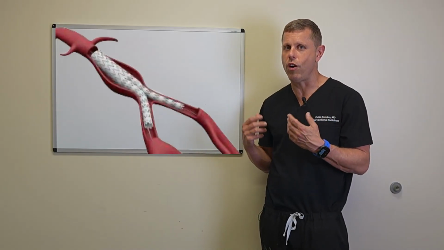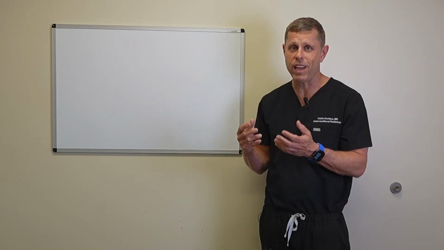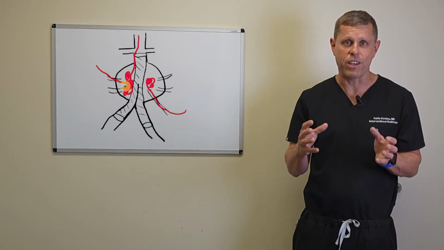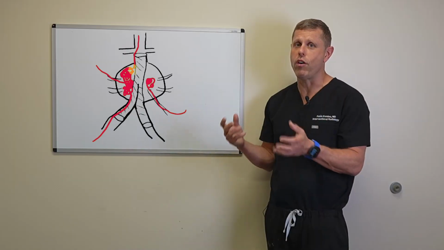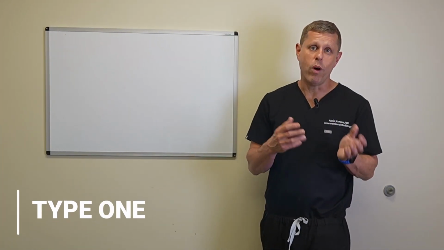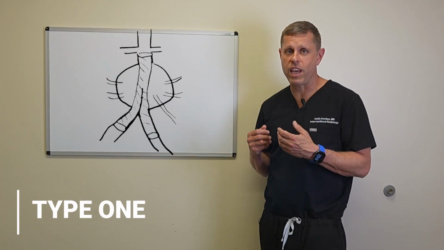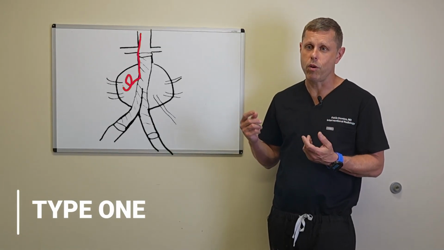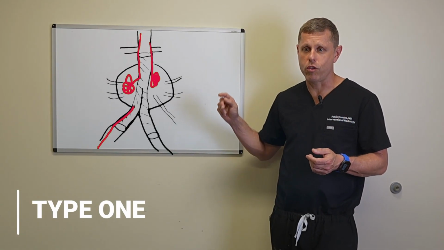But that's not always what happens. Sometimes the blood can still find ways into that aneurysmal sac. And that's what we call an endoleak. And there are 5 main types of endoleaks. A type 1 is a leak around the ends of the graft. So either in what we call the proximal end, which is the upper end, or through the lower end.